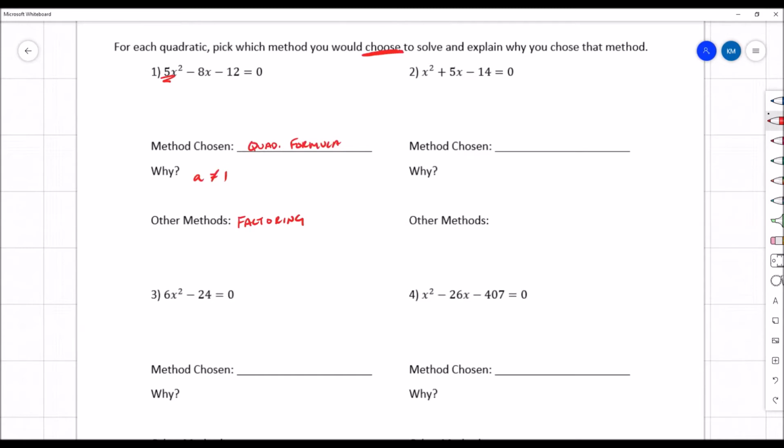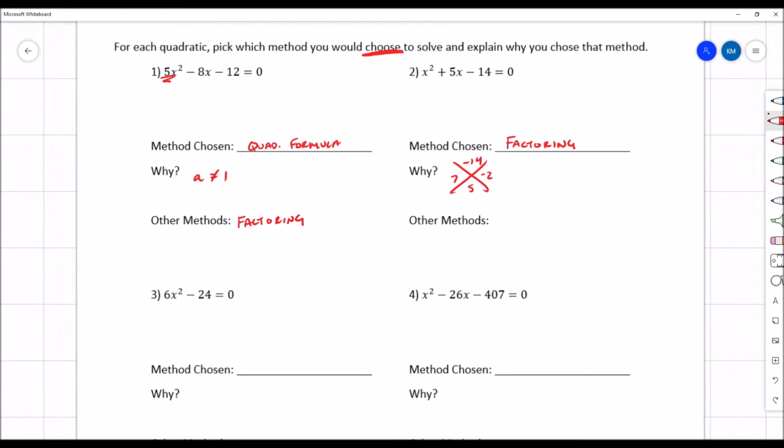Number 2, look at this problem. Take a second, look at it, see what you would have chosen. I would have chosen factoring for this one. Why? Well, because I'm looking for 2 numbers that multiply to give me negative 14 and add to give me 5. I can think of those numbers really quick, 7 and negative 2.